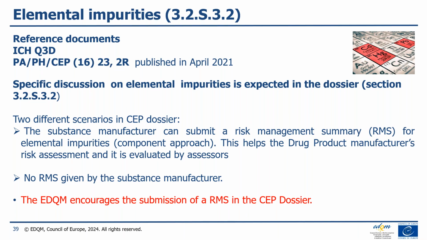Anyhow, the CP will be transparent because in the first situation, you will have the risk management summary attached to your CP. Otherwise, there will be a statement on your CP if an elemental impurity classified in ICH Q3D has been intentionally introduced or not. The EDQM does encourage the submission of a risk management summary.